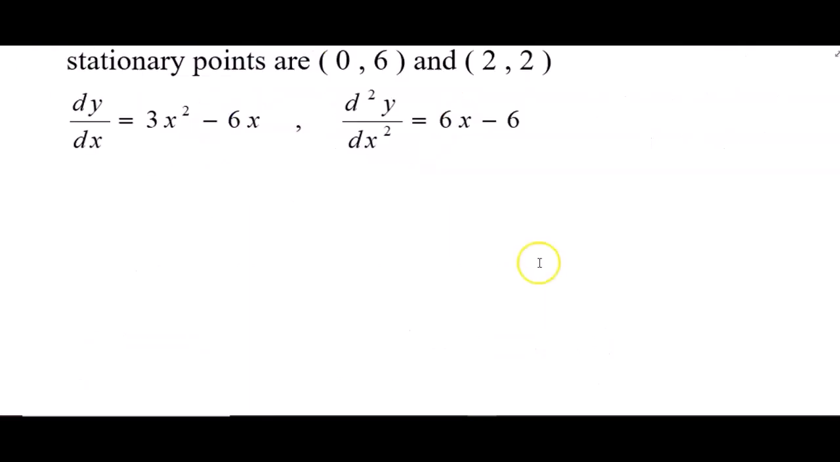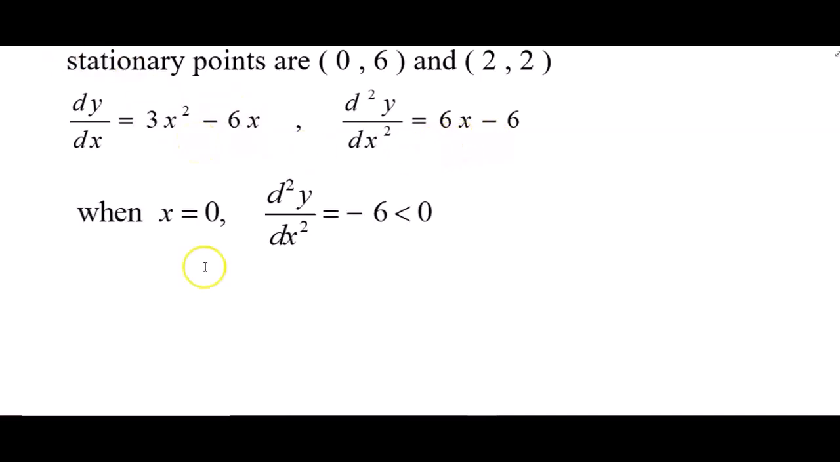Now we are discussing how to use the second derivative test to test whether these stationary points are local maximum or local minimum. To use the second derivative test, we need to find d2y/dx2, meaning we differentiate one more time with respect to x from dy/dx to get 6x minus 6. Then we substitute x equals 0, the first point we are concerned with, into d2y/dx2, and we get negative 6.